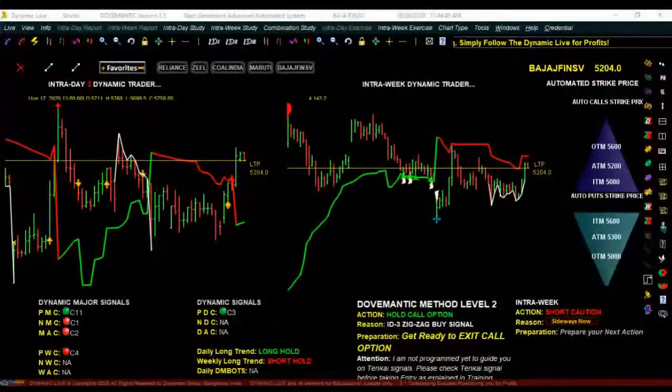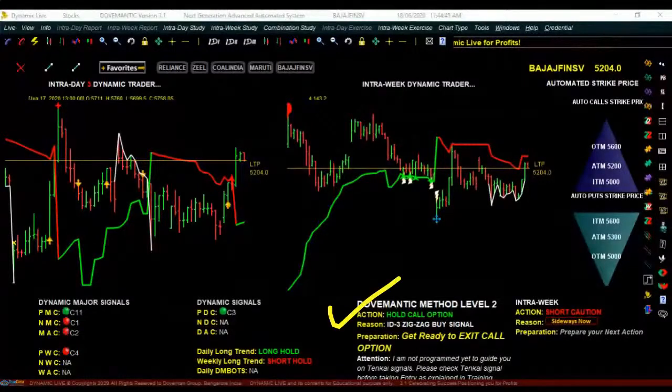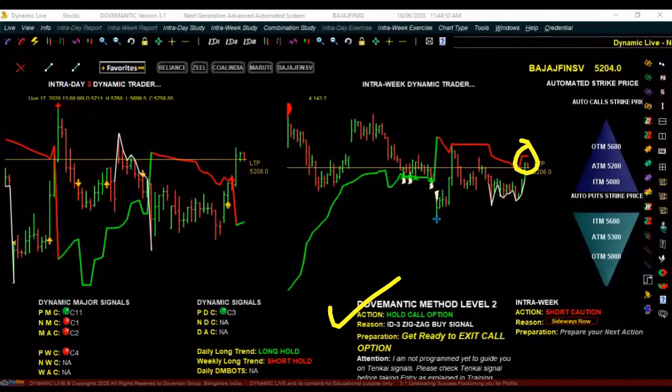You can see here now it is telling you to hold call option. Some point back it has told you to buy a call option. Somewhere very soon it is about to also give you an exit call option. So once it tells you exit call option now, that is when you can go ahead and exit the trade.